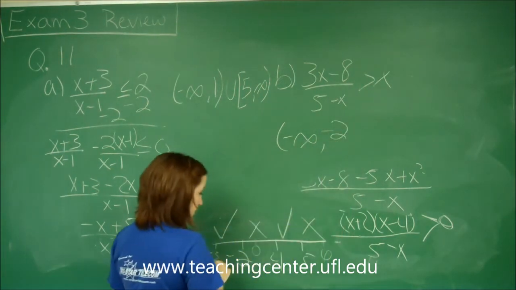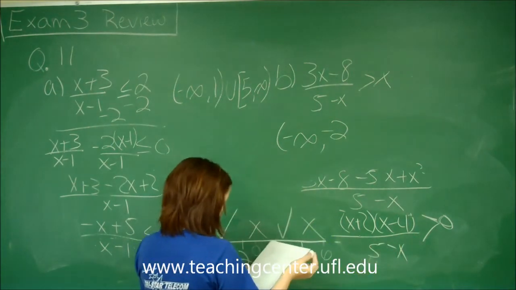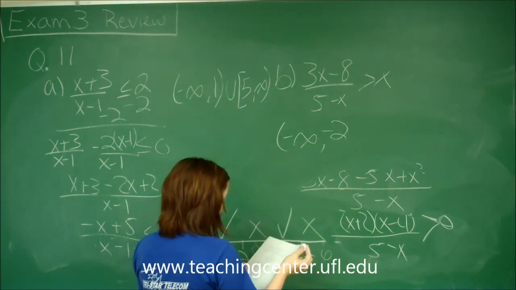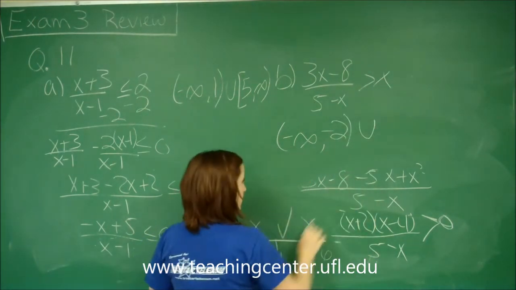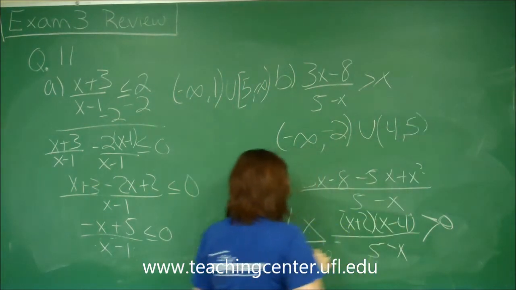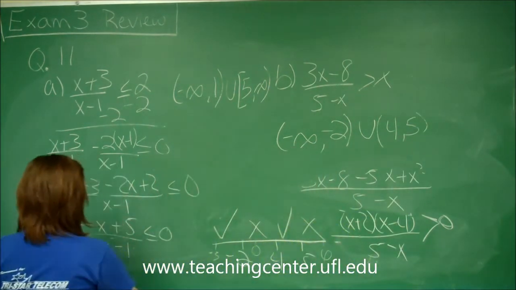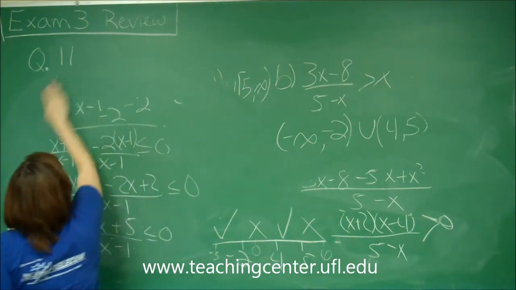And do we include -2? Well, no, we don't, because this doesn't want equals 0. This just wants greater than 0. So we're gonna have parentheses for all values, union with the interval from 4 to 5, and that is your final answer for that. So that's A and B. Now we're gonna do C and D.